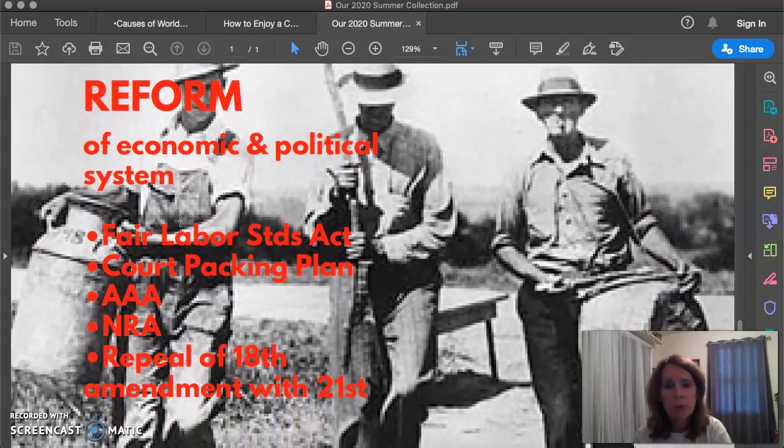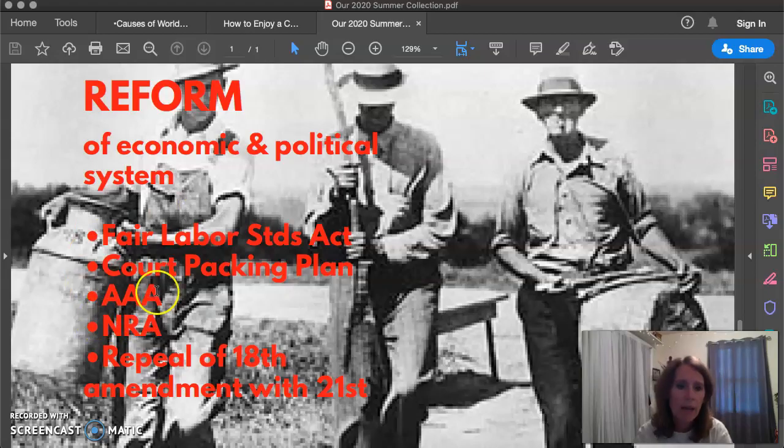Next part of the New Deal was reform. We wanted to reform the economic and political system that had led to the Great Depression. So one of the things that the government tried to do was make sure that people were getting a fair wage. And so we have this Fair Labor Standards Act, which provided minimum wage and maximum hours protection for workers.